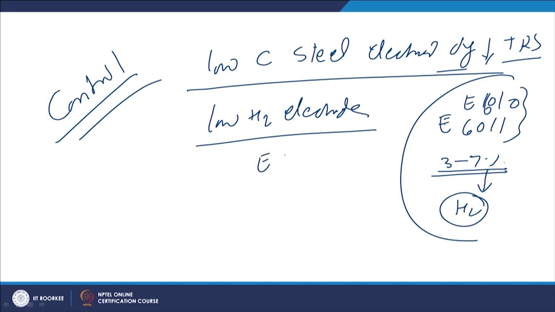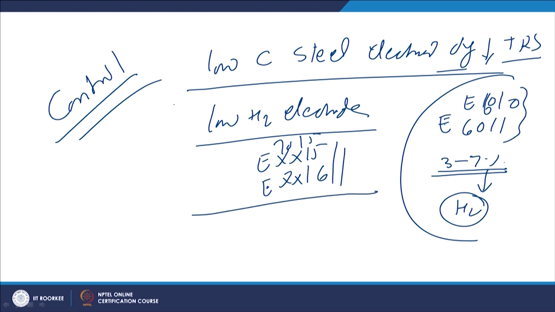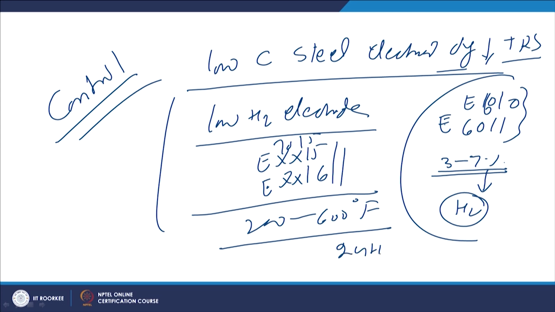The typical low hydrogen electrodes include the 6000 or 7000 series, like E7015 or EXX16. So, these are the two common low hydrogen electrodes of either 7000 or 6000, 7015 or 6015. Those kinds of electrodes can be used, and thereafter exposure of the weld joints in the range of 200 to 600 degree Fahrenheit for 24 hours helps in the escape of hydrogen, so that the issues related to hydrogen induced cracking tendencies can be addressed to some extent.